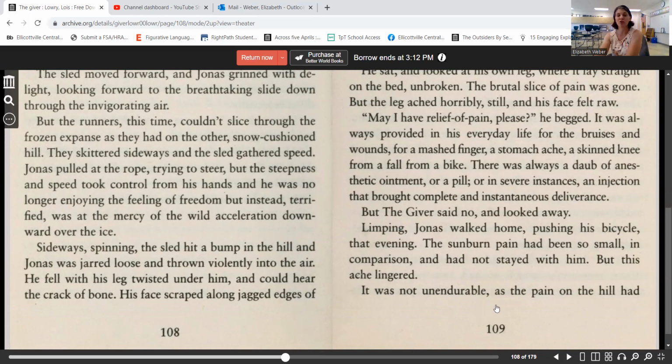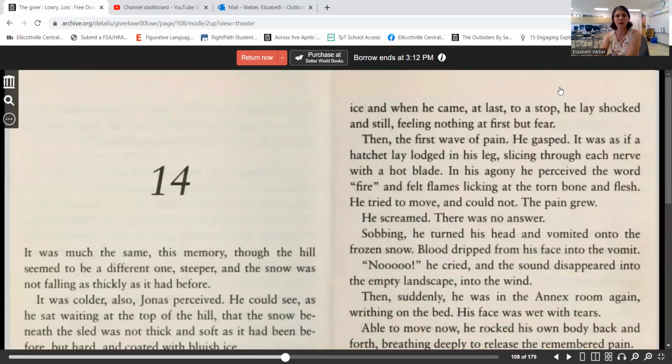His face scraped along jagged edges of ice, and when he came at last to a stop, he lay shocked and still, feeling nothing at first but fear. Then the first wave of pain. He gasped. It was as if a hatchet lay lodged in his leg, slicing through each nerve with a hot blade. In his agony, he perceived the word fire and felt flames licking at the torn bone and flesh, and he tried to move and could not. The pain grew. He screamed. There was no answer. Sobbing, he turned his head and vomited onto the frozen snow. Blood dripped from his face into the vomit.